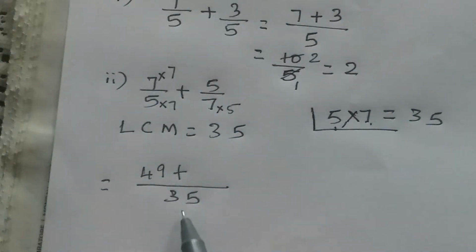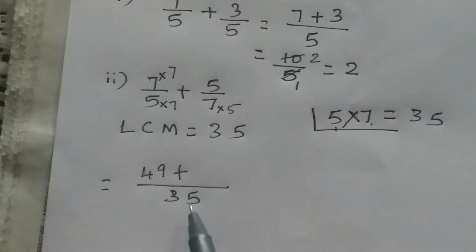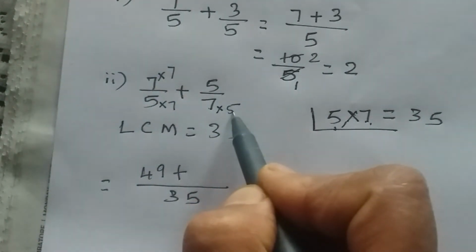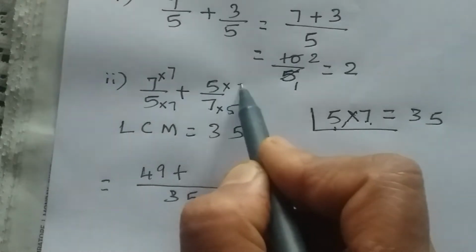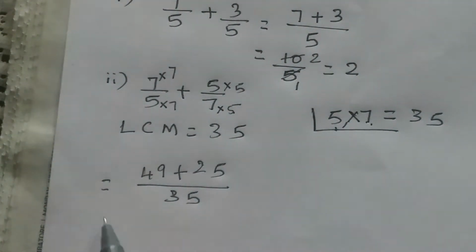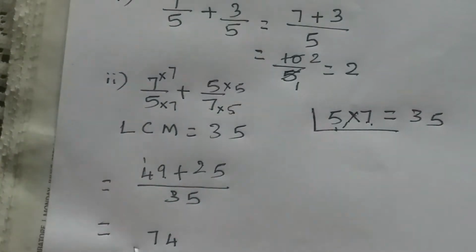This 7 5s are 35. We have written already. For both the denominators, one common denominator is written already. We have to write only the numerators now. So when denominator is multiplied by 5, multiply numerator also by 5. 5 5s are 25. That's all. Now just we have to add it. 49 plus 25: 9 plus 5, 14. Carry 1. 1 plus 4, 5. 5 plus 2, 7. 74 by 35.